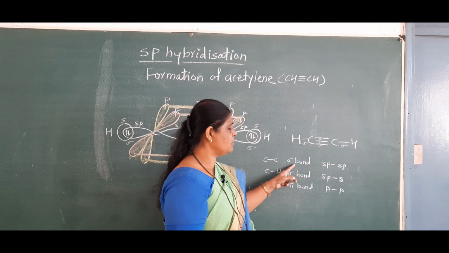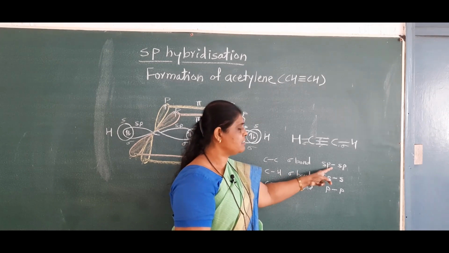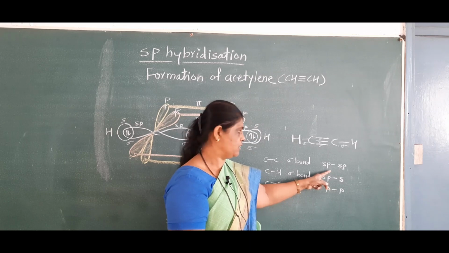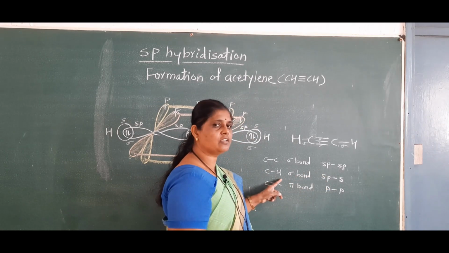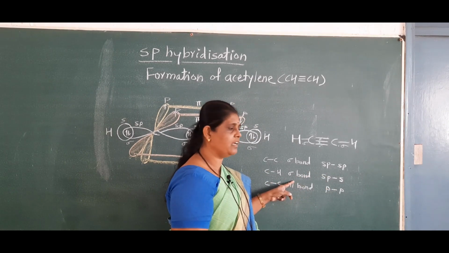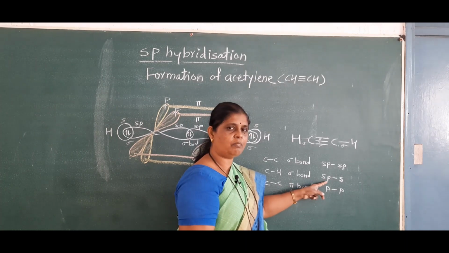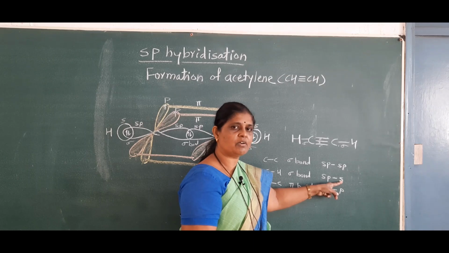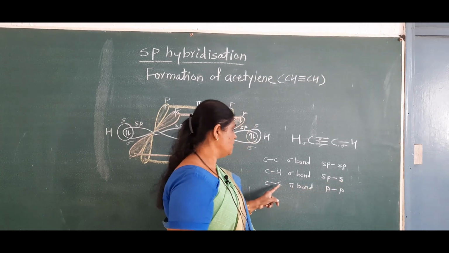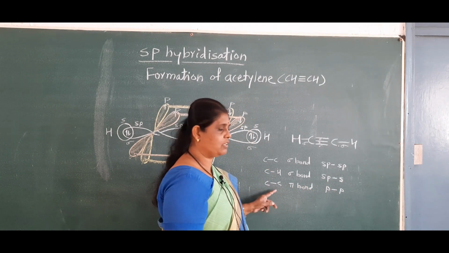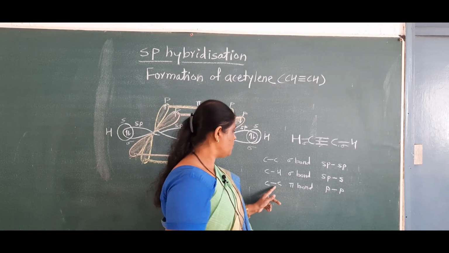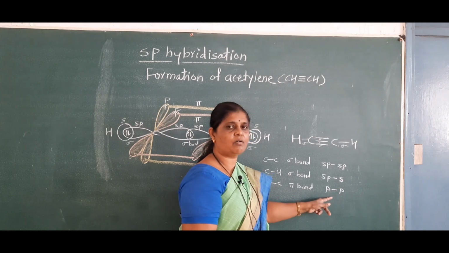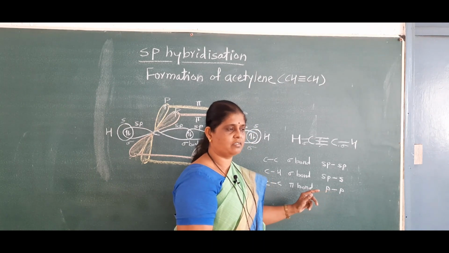Carbon-carbon sigma bond is formed by axial overlapping of sp hybrid orbitals of carbon. Carbon-hydrogen sigma bond is formed by axial overlapping of sp hybrid orbital of carbon and s atomic orbital of hydrogen. And carbon-carbon pi bond, there are 2 pi bonds. Carbon-carbon pi bond is formed by lateral overlapping of p atomic orbitals.